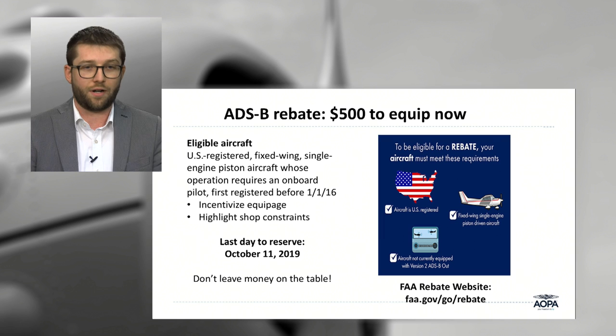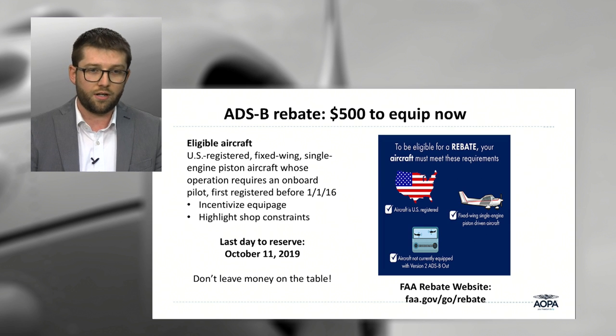AOPA lobbied very hard, and that is because the FAA allocated $10 million for general aviation for ADS-B equipage, and they only used about $5 million in the first round. So we lobbied very hard. This money was already allocated for general aviation. We said, FAA, let's make it available. Let's use it. And they agreed, and they restarted it October 12th. It runs for 1 year.